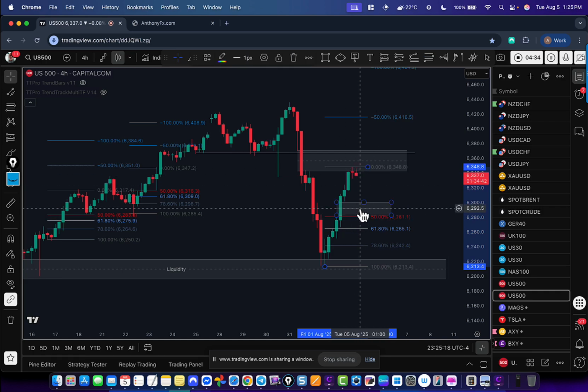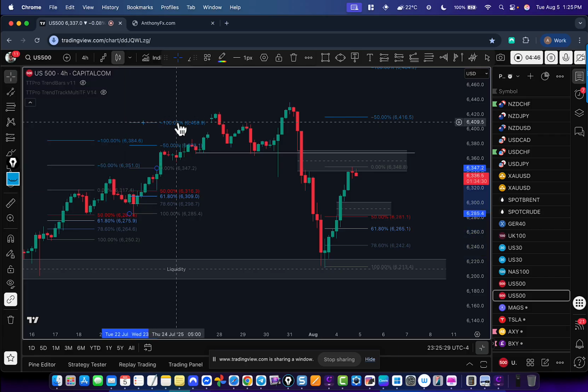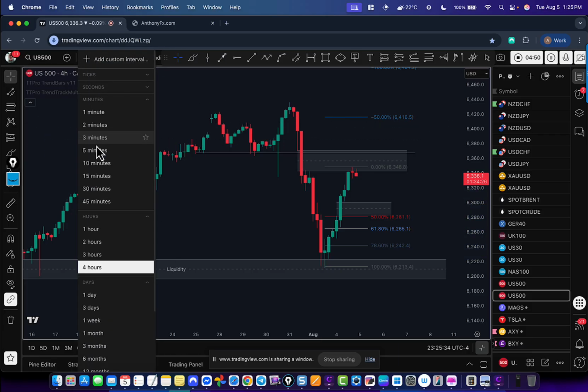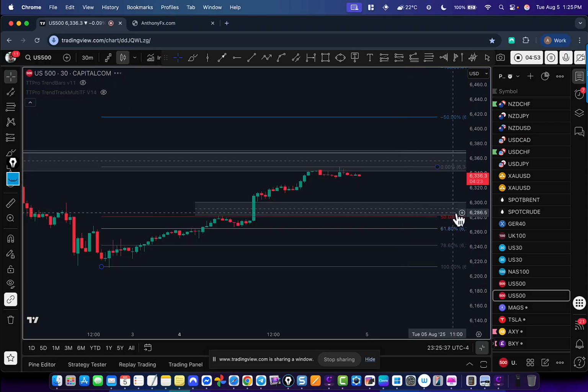equilibrium, and this comes together. We've got an imbalance, trades back down, rebalances, finds equilibrium. Who knows after that? So my bias would be bearish and go down to a lower time frame, 30 minutes.